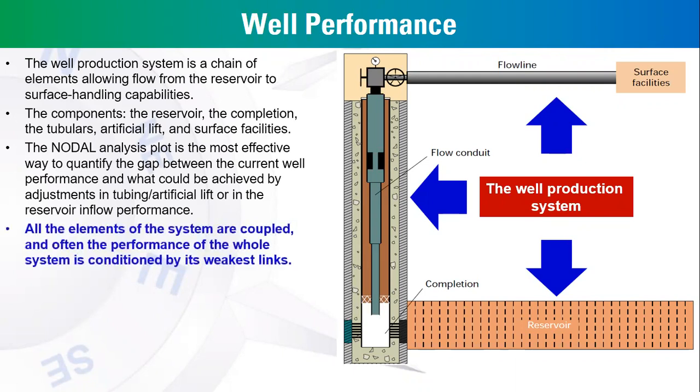So nodal analysis or integrated production modeling considers all the elements of this production system, as you can see, and couples and integrates all of them together in a single model. You can identify the weakest point, and you can do de-bottlenecking of this system to optimize the production.